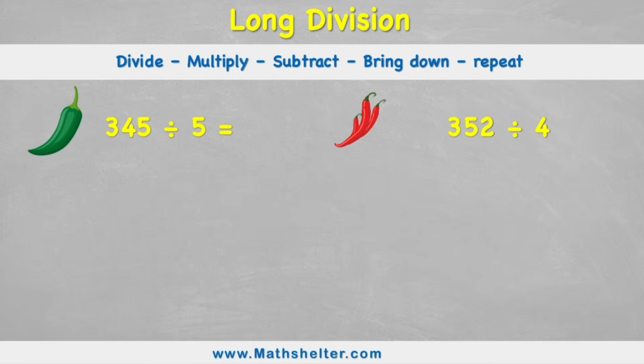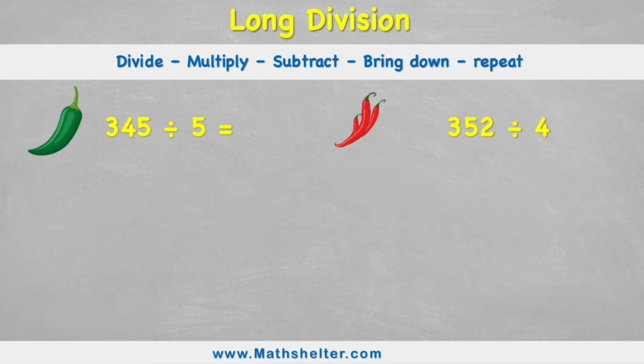Okay, so the process we need to remember today is that first we're going to divide, then multiply, subtract, bring down, and repeat. But what on earth does that mean? Let's have a look with this first green chili challenge, 345 divided by 5.